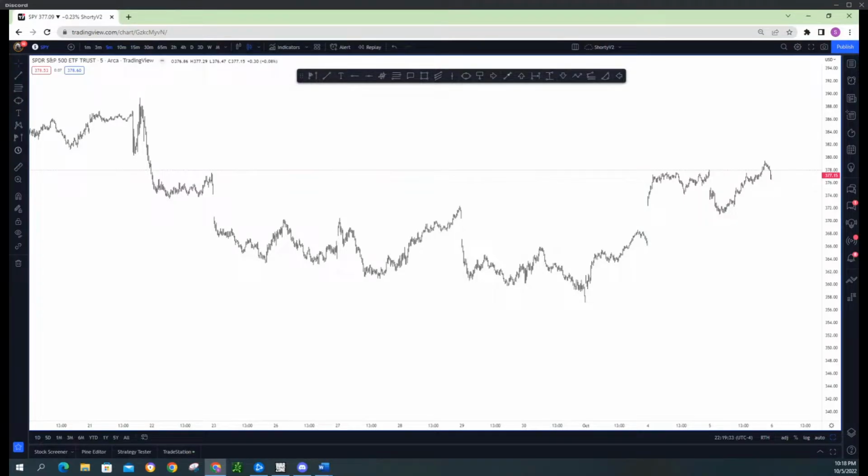So, Shorty, if we take the bottom up to the top at the 61.8, that should be what we should see a pullback to and potentially a bounce?